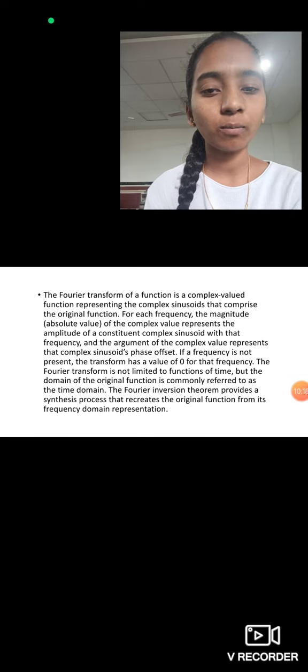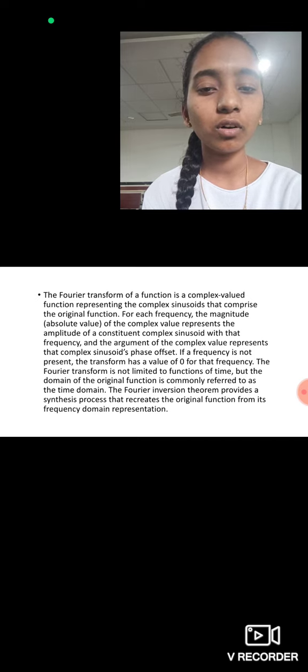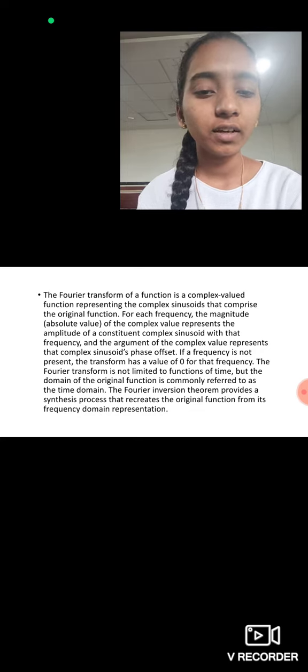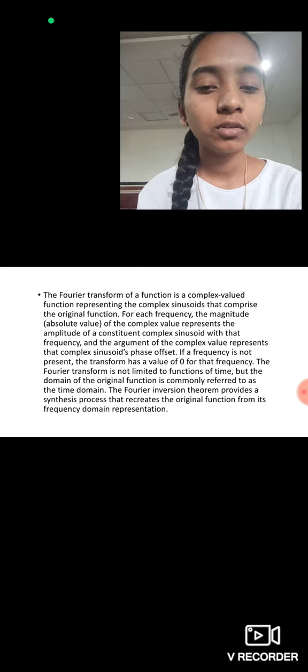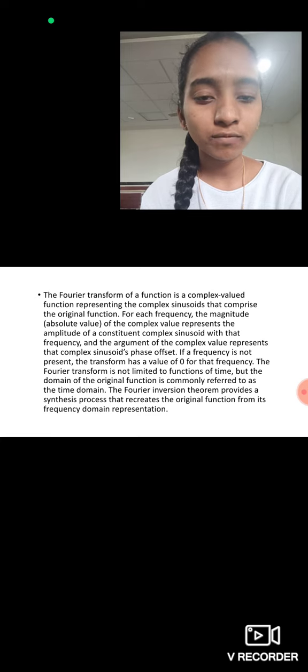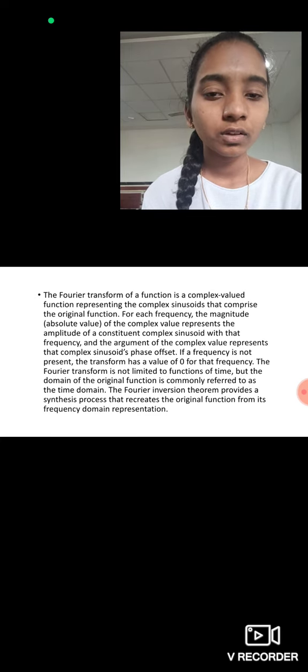The Fourier transform of a function is a complex-valued function representing the complex exponentials that comprise the original function. For each frequency, the magnitude of the complex value represents the amplitude of a constituent complex exponential with that frequency, and the argument of the complex value represents that complex exponential's phase offset. If a frequency is not present, the transform has a value of 0 at that frequency.